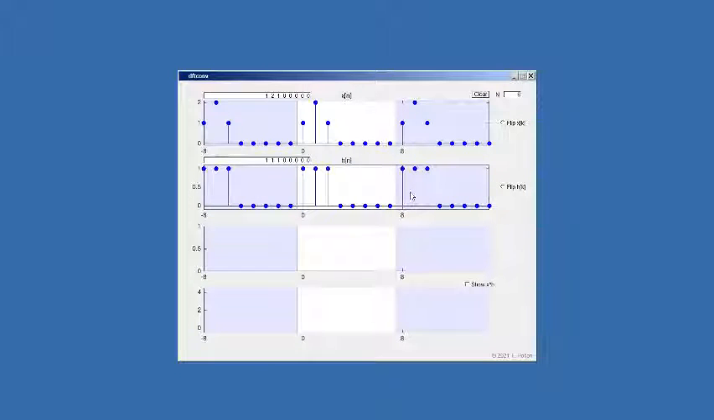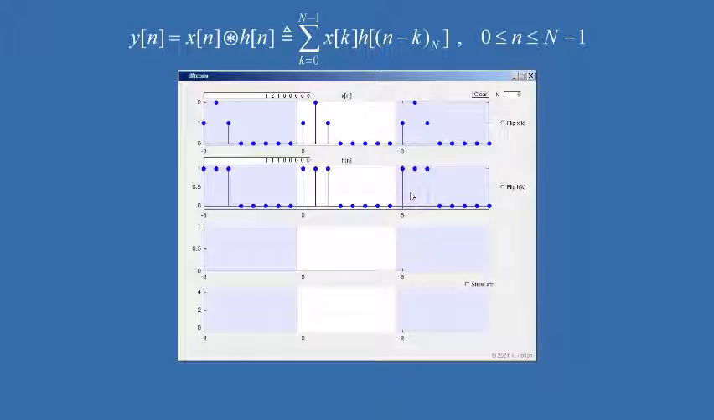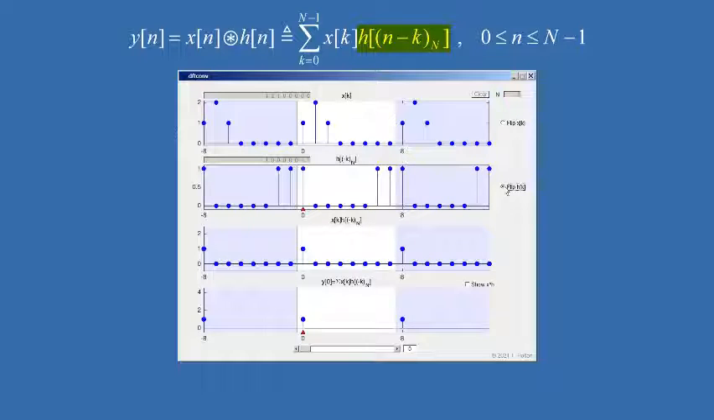Now consider determining the value of the circular convolution of x of n and h of n at a single value of n, say n is equal to 0. First, flip h of n to form h of minus k modulo n. The two panels now show x of k and h of minus k modulo n.